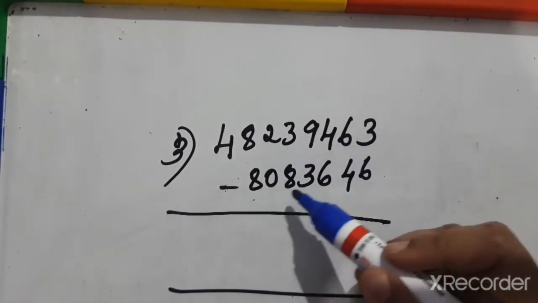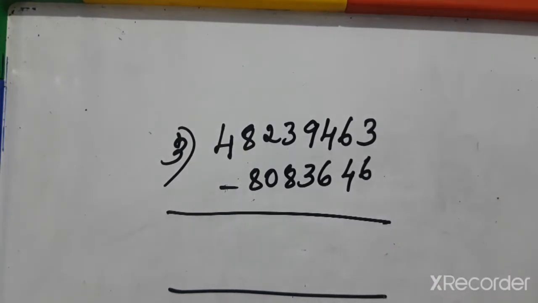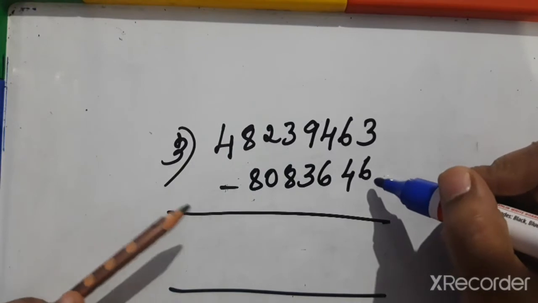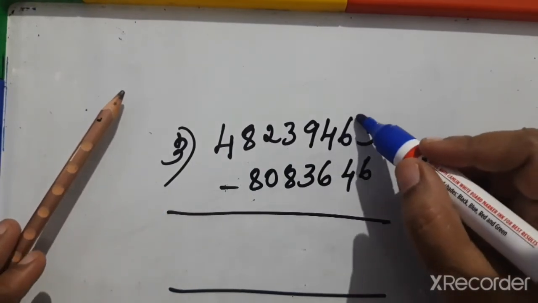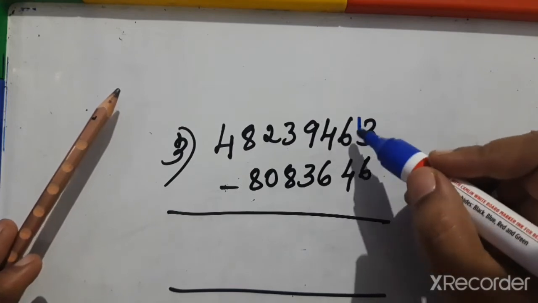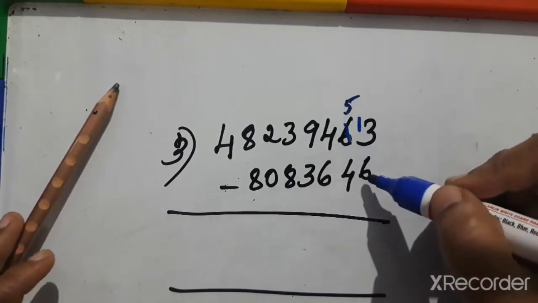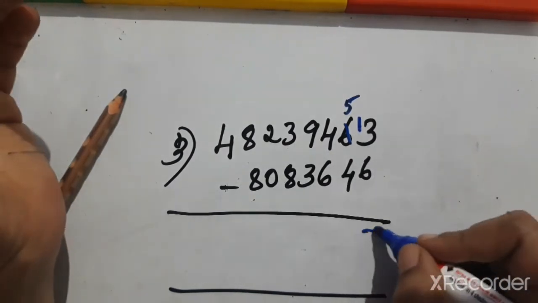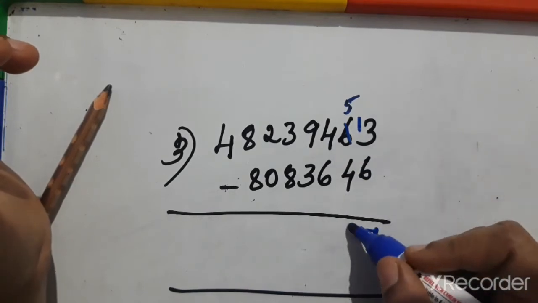48239463 minus 8083646. Now we have to subtract the numbers. 3 minus 6, we can't subtract. So borrow 1 from 6. So here this is 13 and 6 is now 5. Now 13 minus 6 means 7. Then 5 minus 4 is 1.